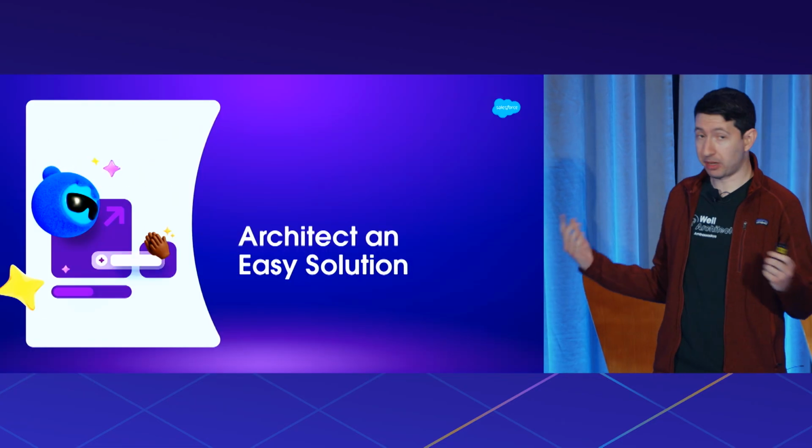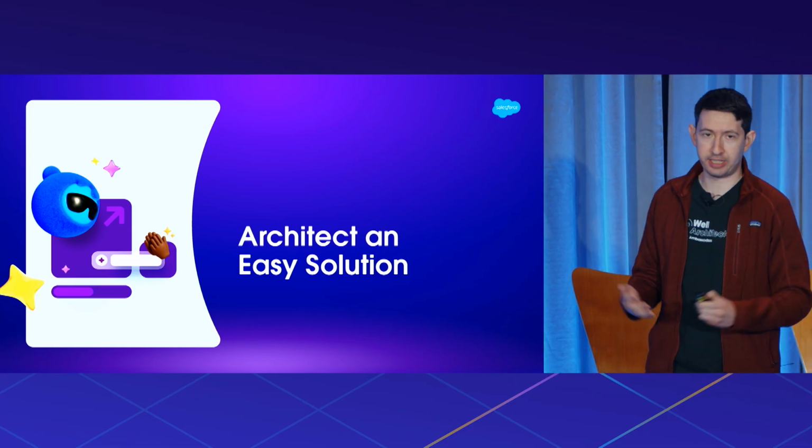All right, so we talked about architecting a trusted solution. How about architecting an easy solution? Now, if you're a fan of Apple products, Google products, one of my favorite websites is google.com. It's a plain white page and a search bar and a single button. I know exactly what it does. I know exactly how to use it.